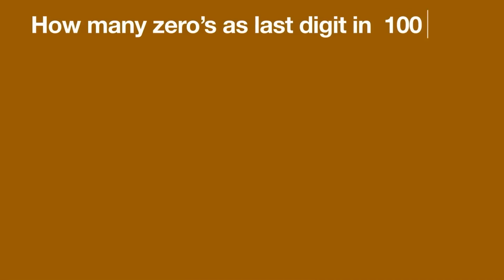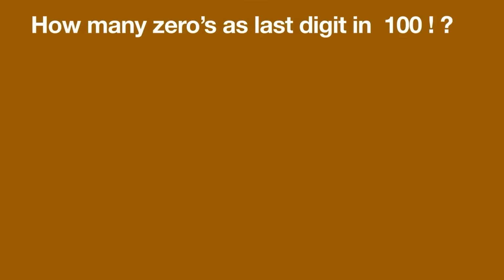Next we come to another question on factorial numbers. How many zeros are there at the end of the number 100 factorial? So if we find out the number of zeros at the end of the number 100 factorial, we know 100 factorial is 1, 2, 3, 4 up to 100 multiplied. So now we have to find out the number of zeros.